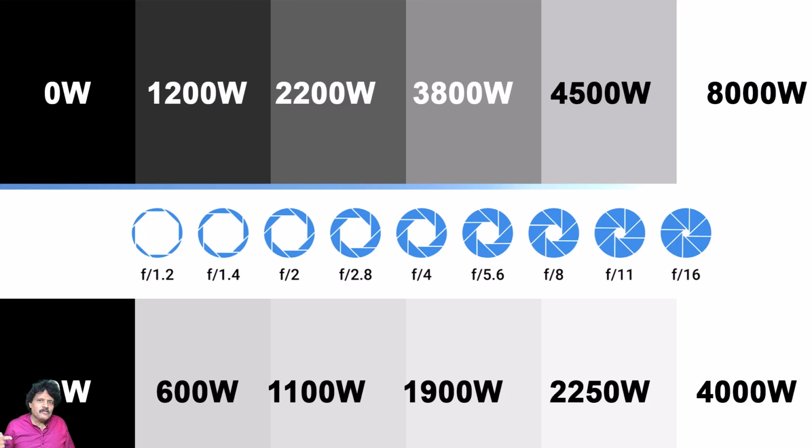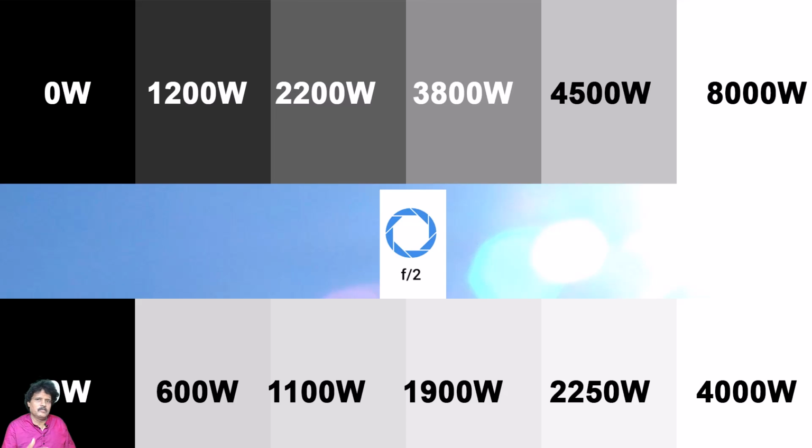Then the subsequent numbers will be 2, 2.8, 4, 5.6, 8, 11, 16, 22, 32. It is in a particular order. And each of these numbers we call an f-stop. 2 to 2.8, if you change, is called 1 f-stop. And for every 1 f-stop, the calculation is done in such a way that the light is cut down by exactly 50%. So now, if you have 8000 watts of light and I change it to 2, light becomes 4000.